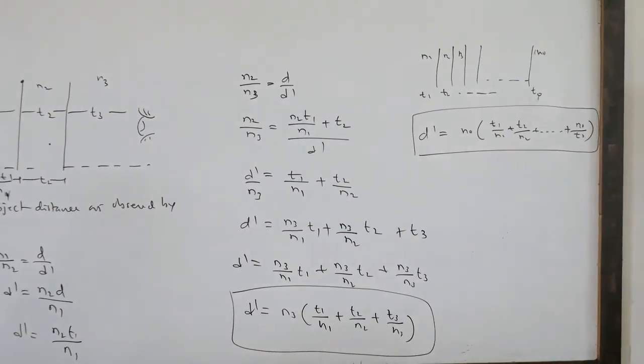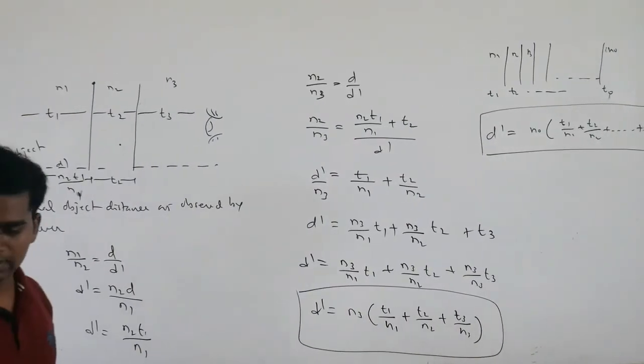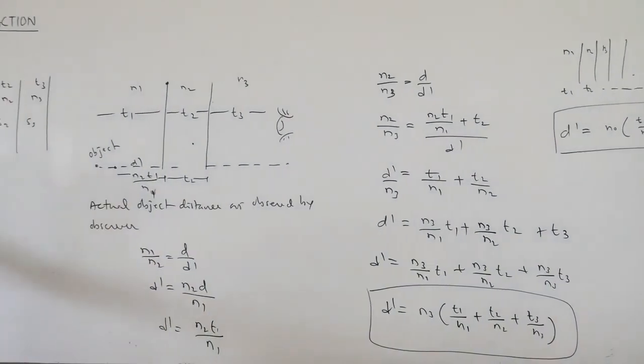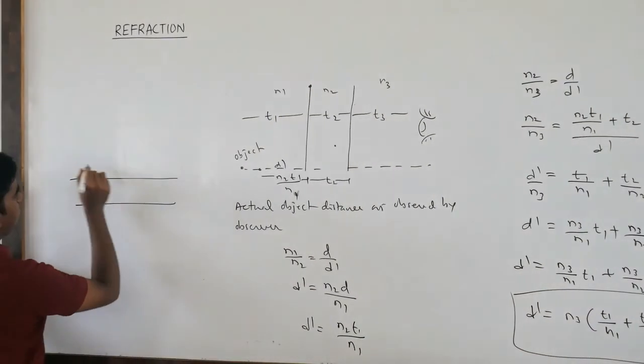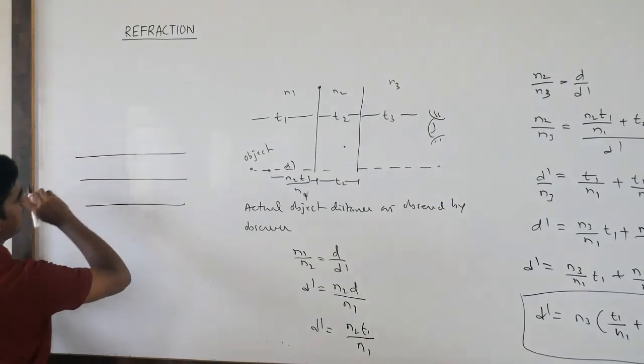Okay, so suppose I take one example, where there are a number of glass slabs. These are all the glass slabs.